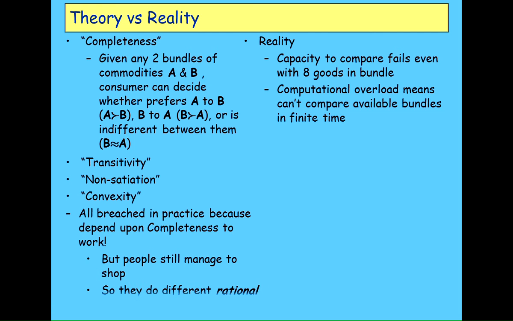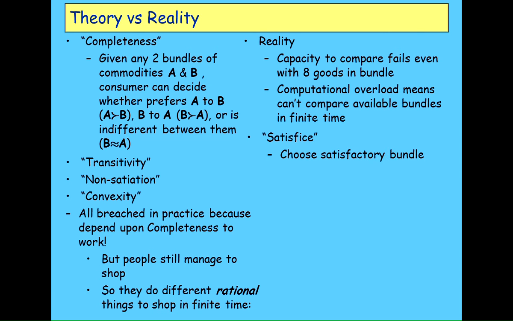But the thing is, we all manage to shop. So what are we doing that's actually rational? We've got to redefine what rational is now. And that pretty much is satisficing behaviour. You choose a satisfactory bundle. And you do it in all sorts of ways. You set priorities. Priority 1, make sure you buy the toilet paper. Okay?